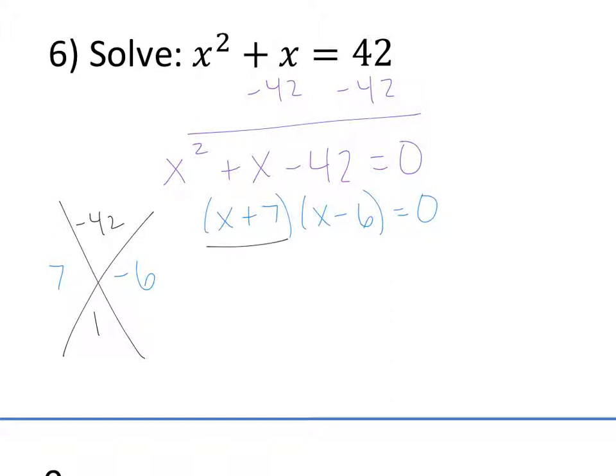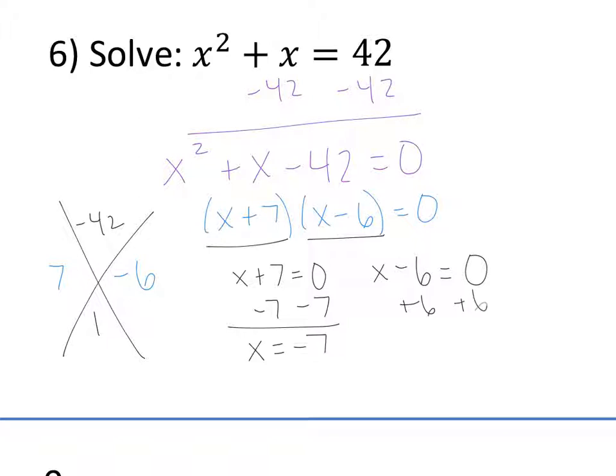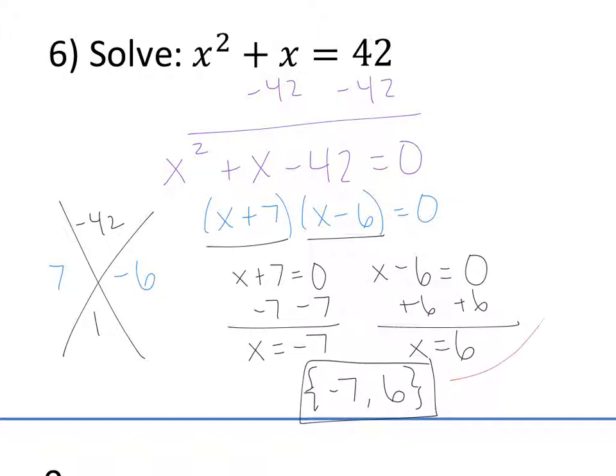Then again here I set both factors equal to 0. So x plus 7 equals 0, x minus 6 equals 0. And then I subtract 7 here. And I get x equals negative 7, add 6 on to this factor here, so x equals 6. So my two solutions, can put them in bracket form, are negative 7 and 6. Now again, a way I could check my answer here is I could go ahead and plug in these answers into my original equation, and if they satisfy the equation, then I know I am correct.